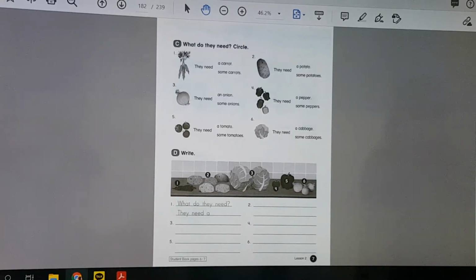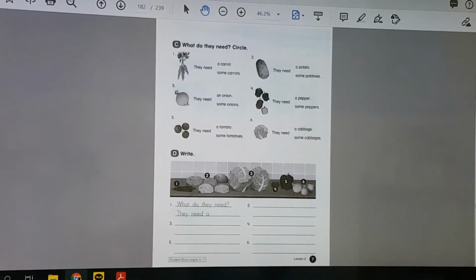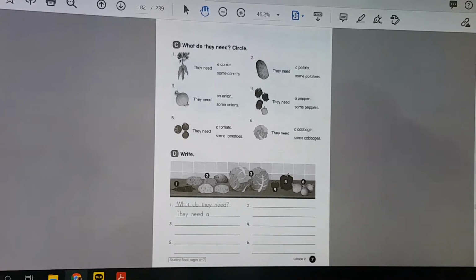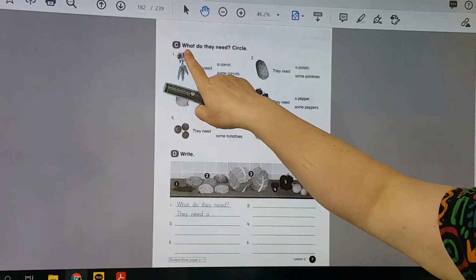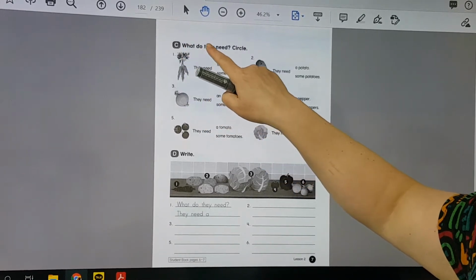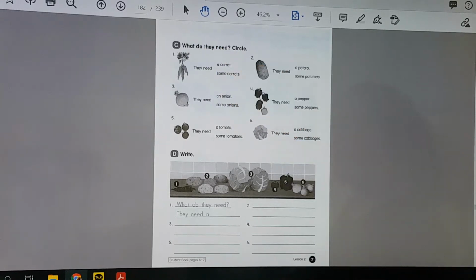Right, and we are back. Workbook, page 7. Everybody here with me? I'm going to get my black marker. All right, so page 7. The question is, what do they need? Right, what do they need?